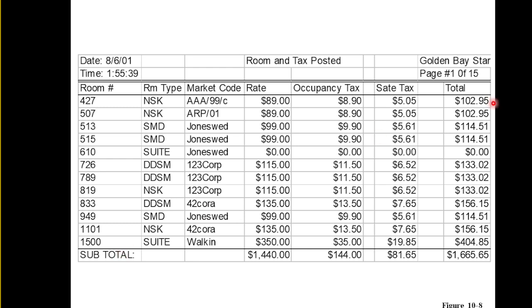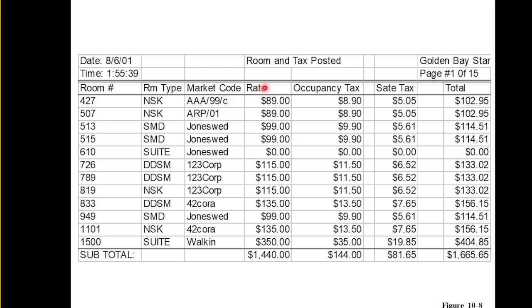To start with, room number is the guest room number. Okay, here. And then room category. So the room category is the room type, okay, NSK, things like that. I'll be discussing that one. Then we have the market code. It's the source of business. It can be corporate, travel agent, or walk-in, and so on.